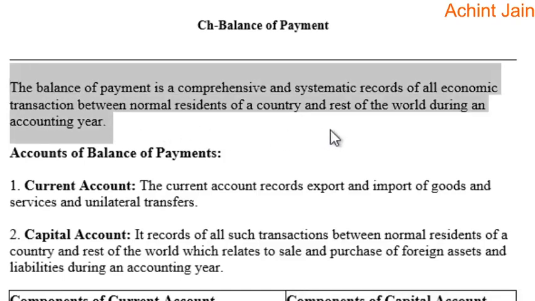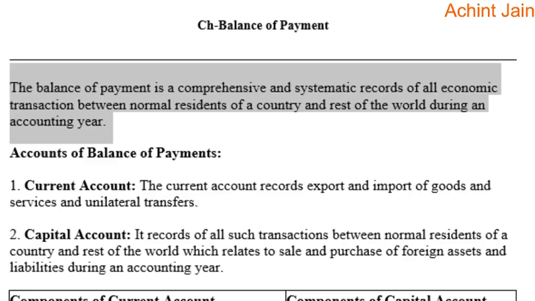Balance of payment is a systematic record of all economic transactions between the residents of a country and the rest of the world in a given period of time, usually 1 year. In other words, it can be said that the balance of payment of a country is a systematic record of all the economic transactions between its residents and non-residents.